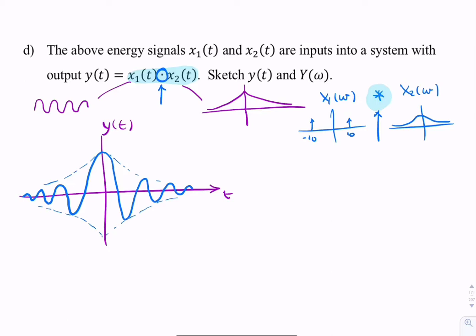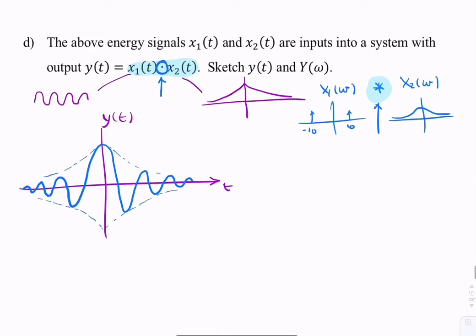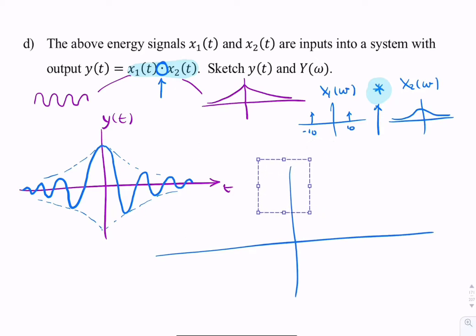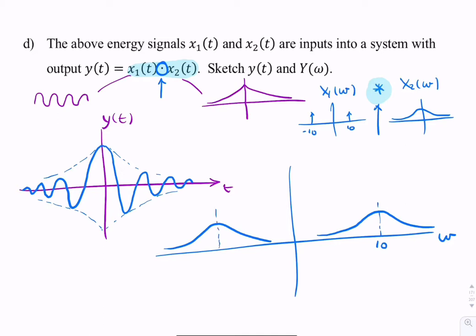So I need to convolve these two. Now, we don't need to carry out a convolution integral. It's enough to simply visually shift the signals along. So a convolution will mean that we'll have a spectrum here centered at 10 and another spectrum here, or another replica centered at -10.